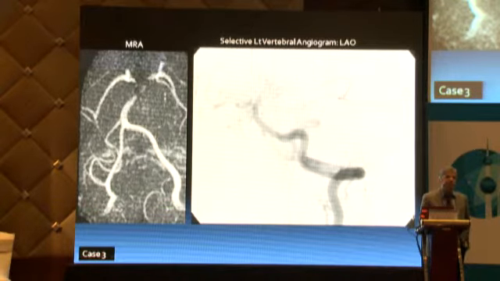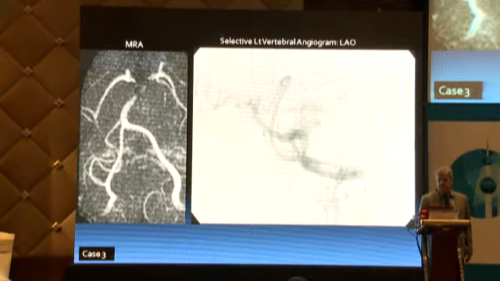So this was classic evidence for a dissection. Very, very common site for dissections in the vertebral artery. So just play it once again, and you can see this is the site.